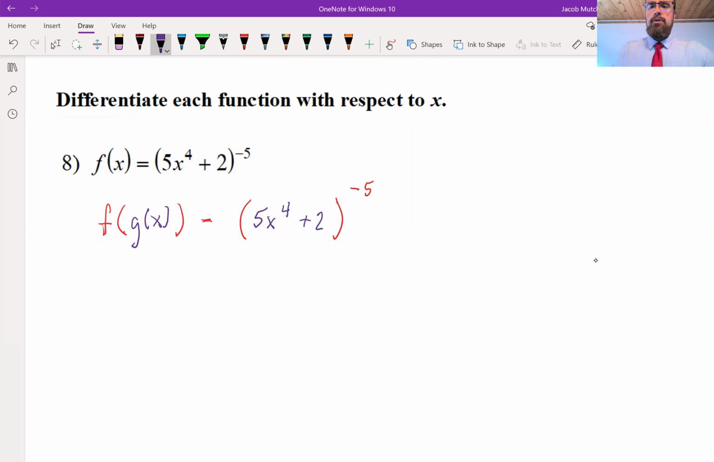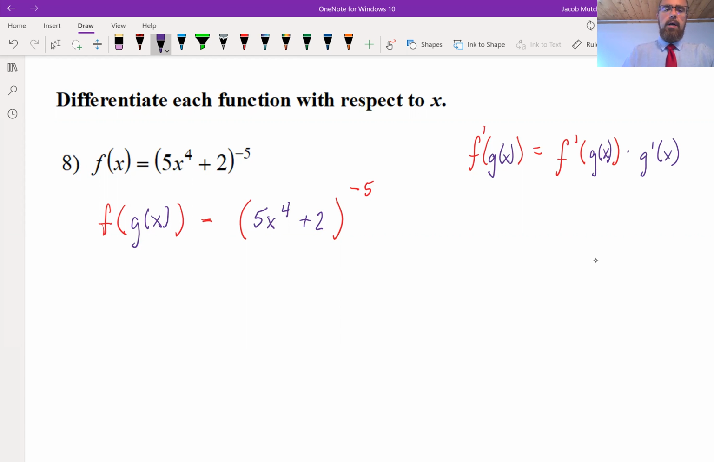Again, let's remember what our chain rule says. If I've got that arrangement, f of g of x, the derivative of that function is going to be equivalent to the derivative of the f function with g of x unchanged on the interior, times the derivative of the interior.